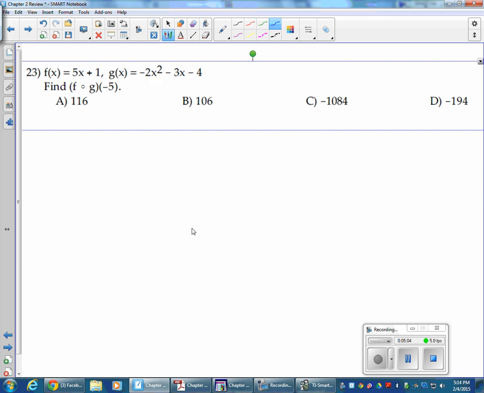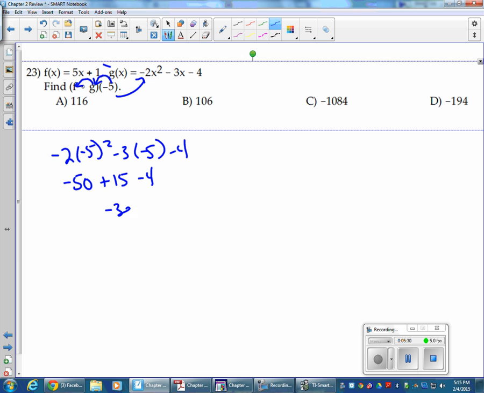23, same idea. Plug -5 into G this time, and then plug that answer into F. So first I'm going to plug into G. So -2 times -5 squared minus 3 times -5 minus 4. Okay, -5 squared is a positive 25 times -2 is -50. Minus 3 times -5 would be plus 15, and then minus 4. So this becomes -39. -50 plus 15 is -35, minus 4 is -39.